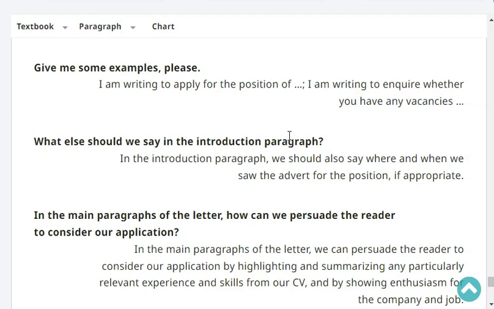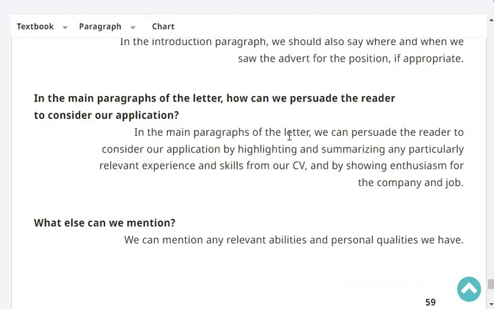What else should we say in the introduction paragraph? In the introduction paragraph, we should also say where and when we saw the advert for the position, if appropriate. Very good.